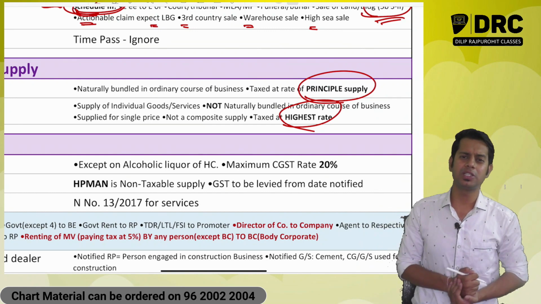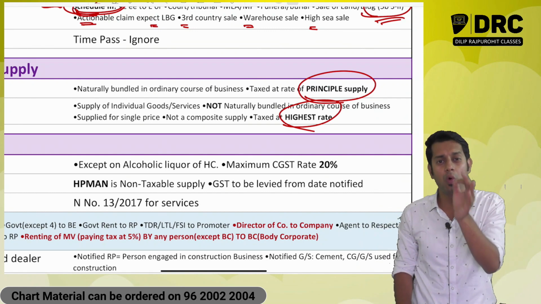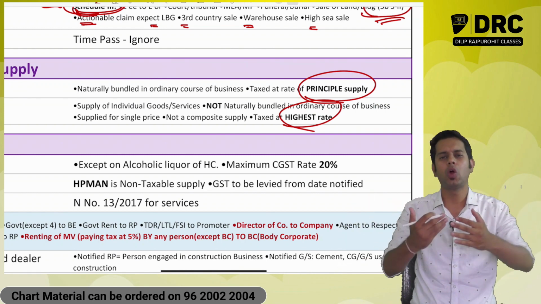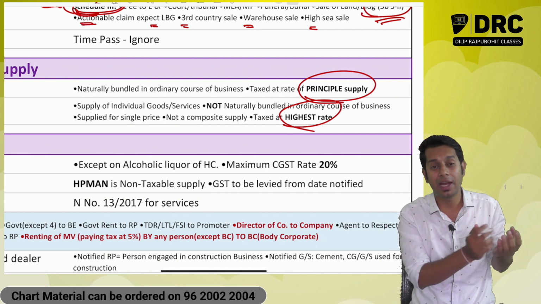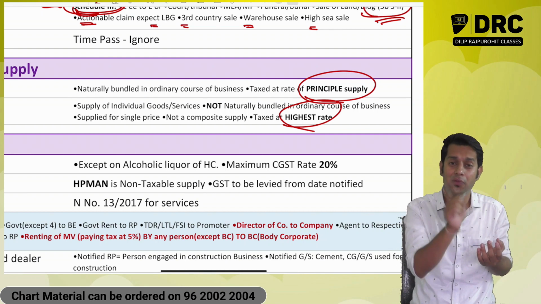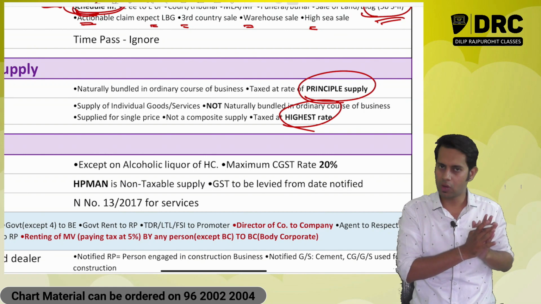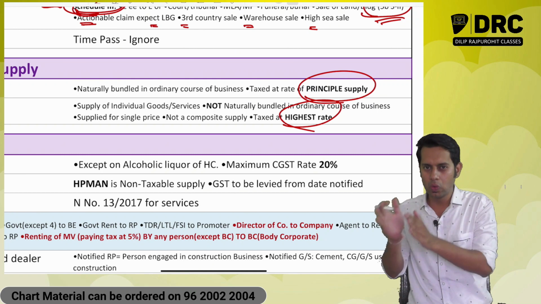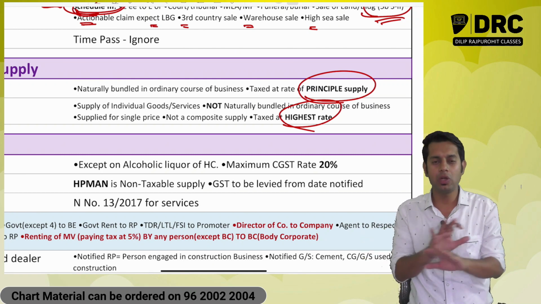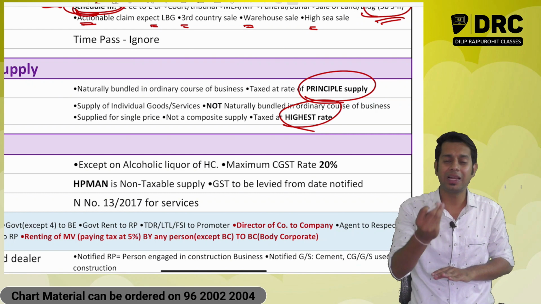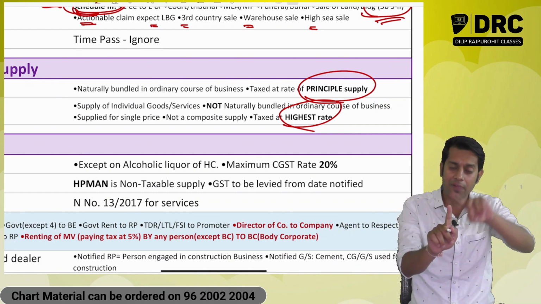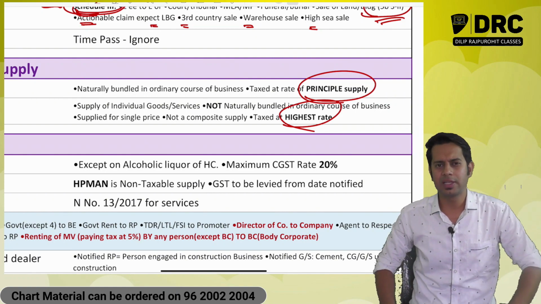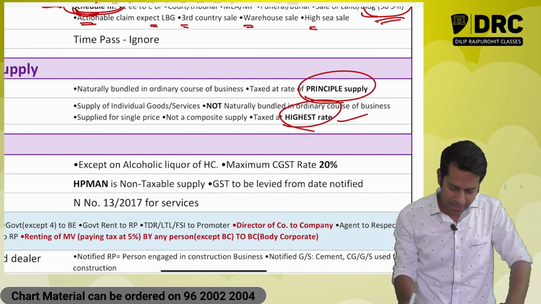Sir, what do you mean by composite supply? Sir, composite supply means supply of two or more taxable goods and services which are naturally bundled in ordinary course of business, supplied in conjunction with another, one of which is principal supply. Then I will call it as composite supply. They are taxed at rate of principal supply. Mixed supply means supply of individual goods and services which are not naturally bundled in ordinary course of business, supplied in conjunction with another for a single price, and which is not a composite supply. That I will call it as mixed supply. If it is a mixed supply, I am going to tax that mixed supply at highest rate.